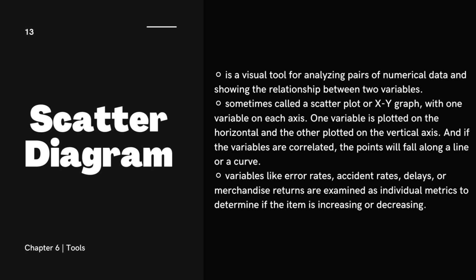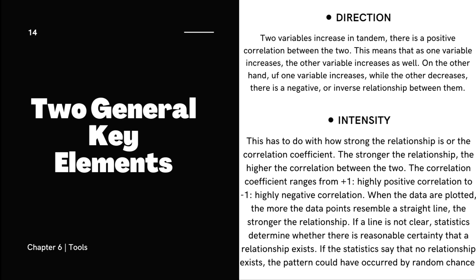When analyzing the plotted data, the objective is to determine if a correlation exists between two values. The correlation exists if a change in one value causes a change in another value. The relationship has two general key elements, direction and intensity. Direction: if the two variables increase in tandem, there is a positive correlation between the two. This means that as one variable increases, the other variable increases as well. On the other hand, if one variable increases while the other decreases, there is a negative or inverse relationship between them.